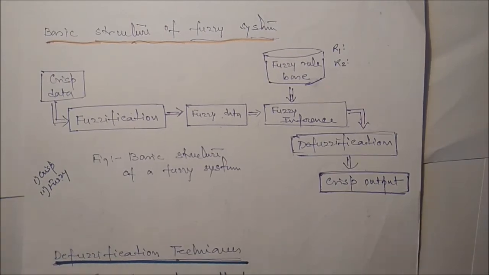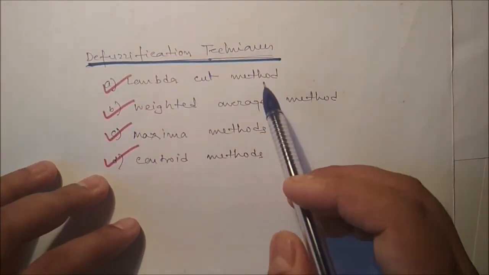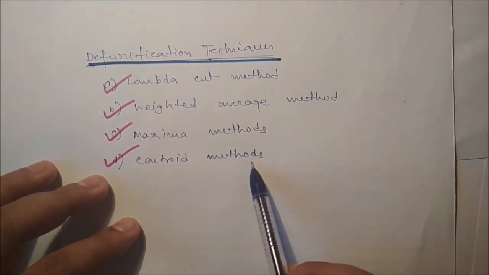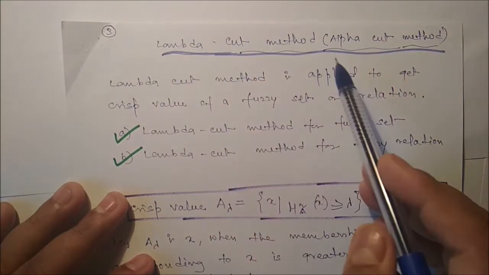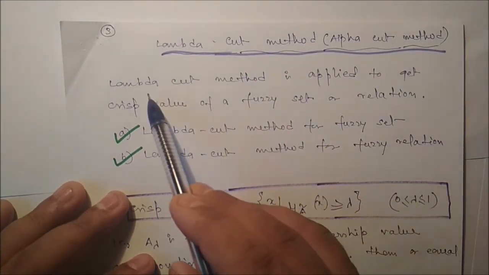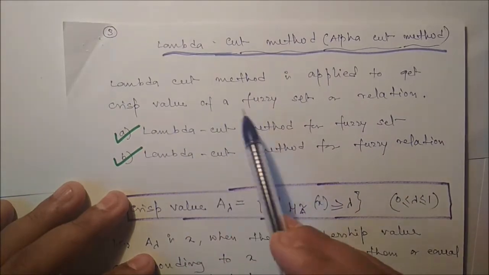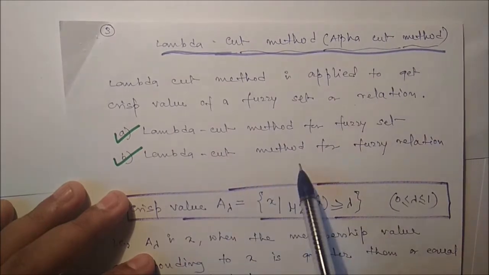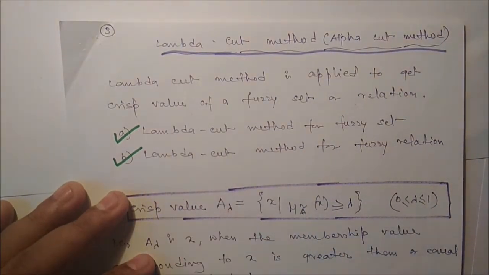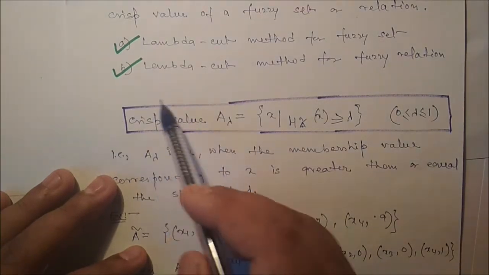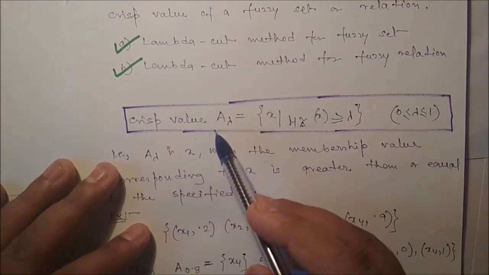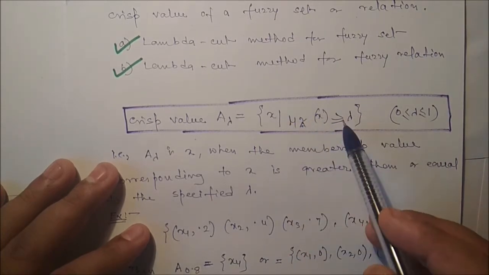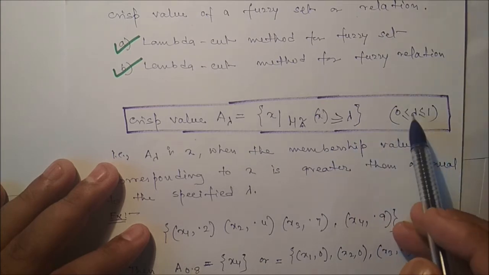Different defuzzification techniques are there: lambda cut method, weighted average method, maximum methods, and centroid methods. Now the lambda cut method is also called the alpha cut method. The lambda cut method is applied to get the crisp value of a fuzzy set or relation. We can apply it in these two parts: lambda cut method for fuzzy sets and for fuzzy relations. To get the crisp value, we can use it this way: A lambda is equal to x, the elements such that the membership value of x is greater than or equal to lambda, and the value of lambda should be between 0 and 1.